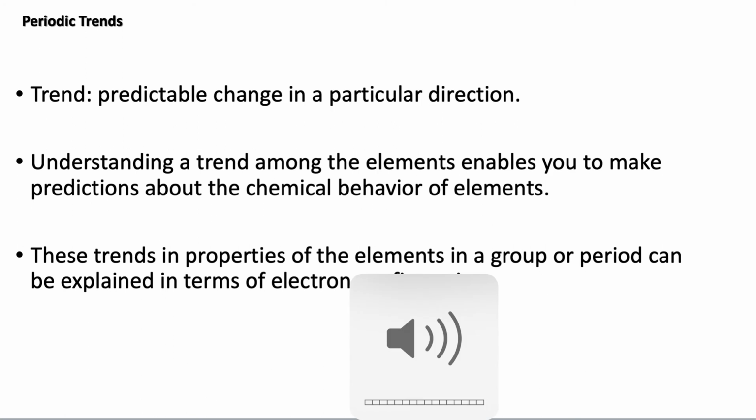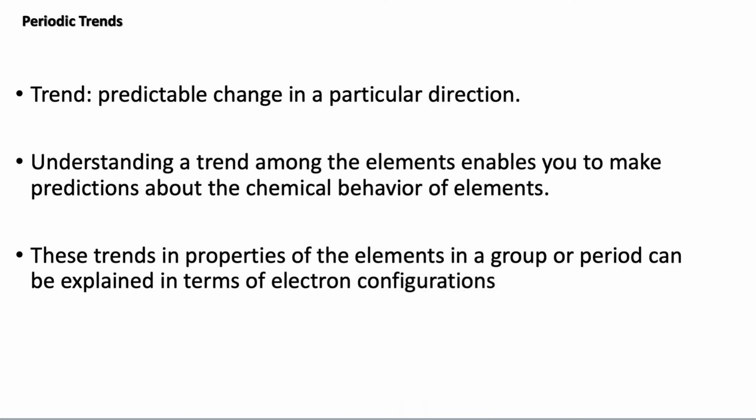Trends. So a trend is a predictable change in a particular direction. Understanding a trend among the elements enables you to make predictions about the chemical behavior of elements. These trends and properties of the elements in a group or period can be explained in terms of electron configuration.